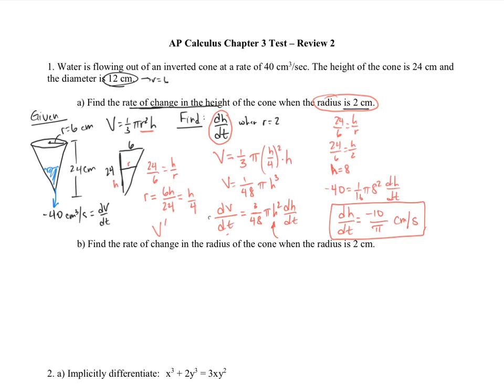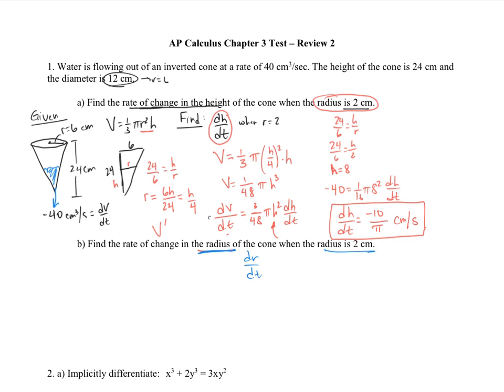Okay, moving on to the second part of this problem, we need to find the rate of change of the radius. So this is, let's put another color, the rate of change in the radius, and this time this is a dr/dt. So it's the same exact problem. Here we have a radius of 2, so all our givens are pretty much the same.